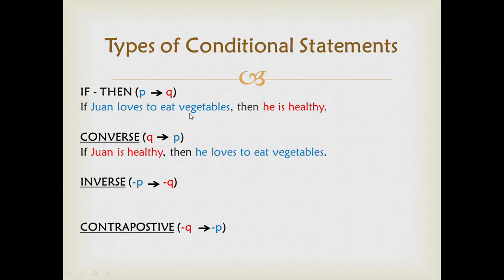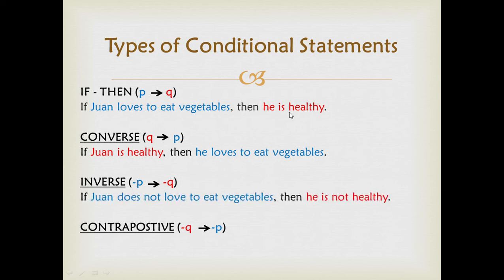We just swap them. For the inverse, you negate P. Whatever our hypothesis is, it is negated, meaning the opposite. So, in the original, it says one loves to eat vegetables. The opposite of that is one does not love to eat vegetables. In the conclusion, the opposite of he is healthy is he is not healthy. So, if one does not love to eat vegetables, then he is not healthy.